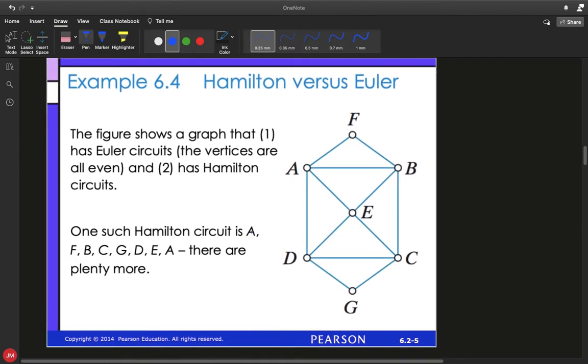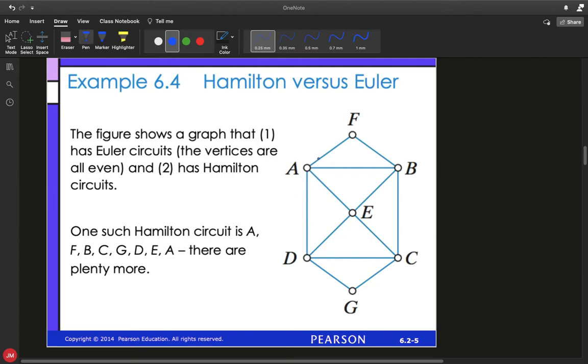So, looking at this figure, and we've seen this figure before when we were talking about Euler circuits and paths. Remember that this graph actually had an Euler circuit, and we were able to figure that out by noticing that each of the vertices had an even degree. But we also now are going to look at it in terms of a Hamilton circuit. So with a Hamilton circuit, you want to start at one vertex and end at that same vertex, going through each of the other vertices once.